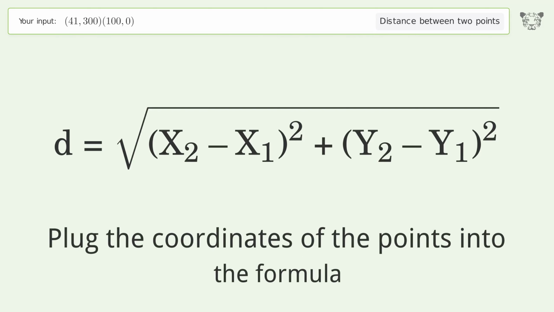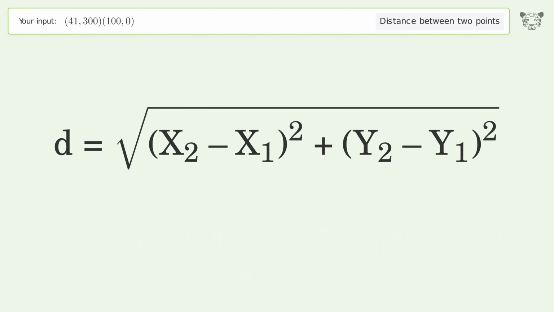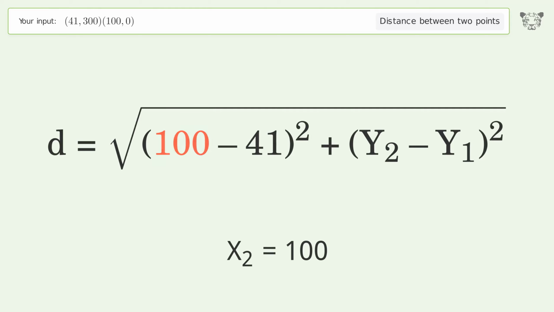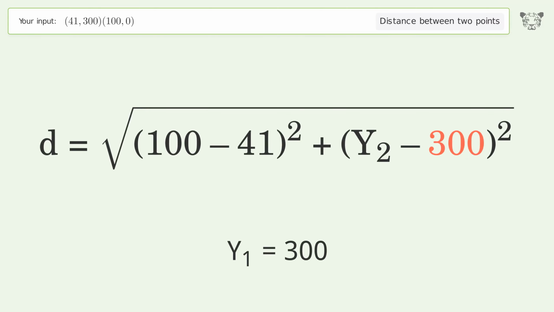Plug the coordinates of the points into the formula. x1 equals 41. x2 equals 100. y1 equals 300. y2 equals 0.